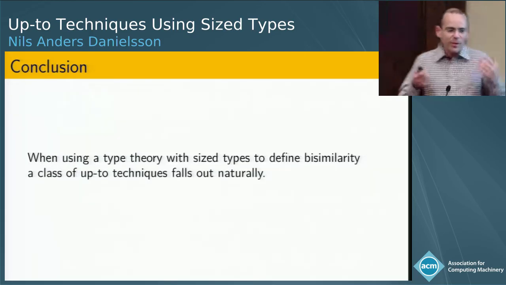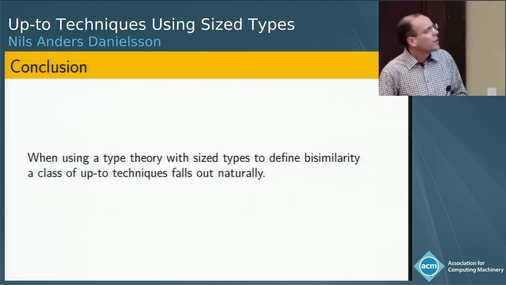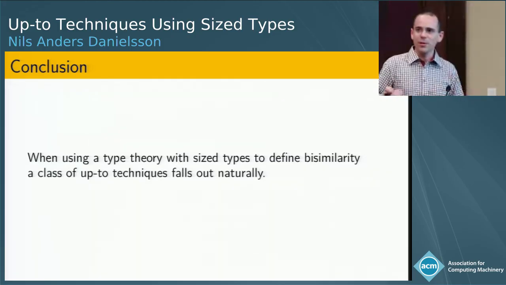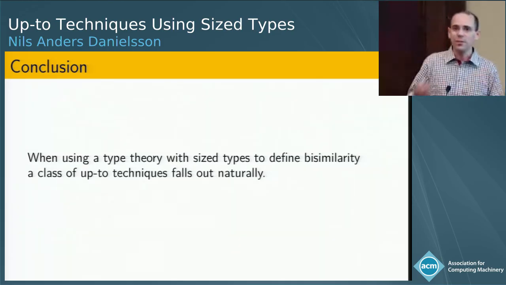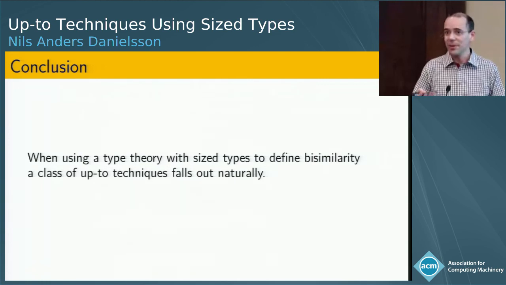But my main message here is that when you're using a type theory with size types, like Agda, for instance, to define bisimilarity using co-induction in the way that I presented, then it turns out that a class of up-to techniques kind of falls out naturally. And I hope I've made that a bit more clear now with this presentation. Thank you.